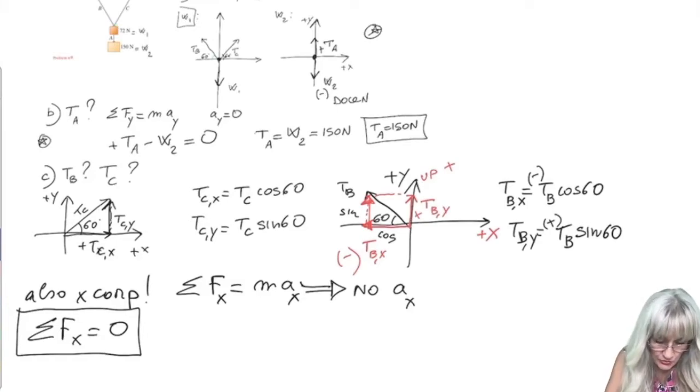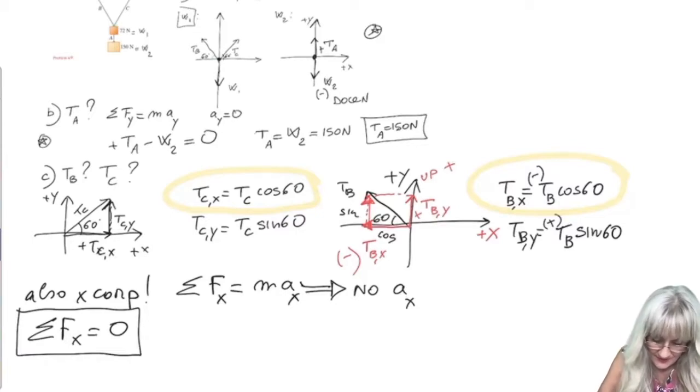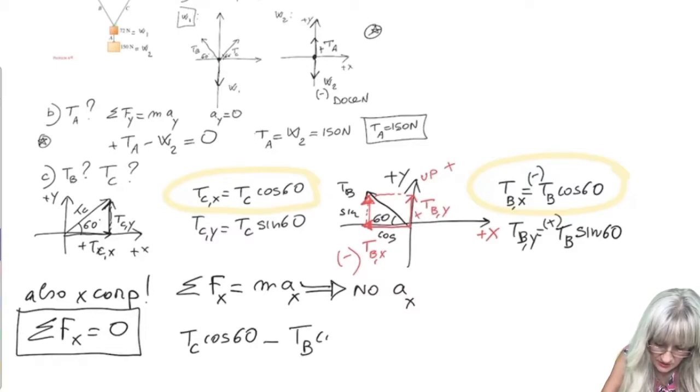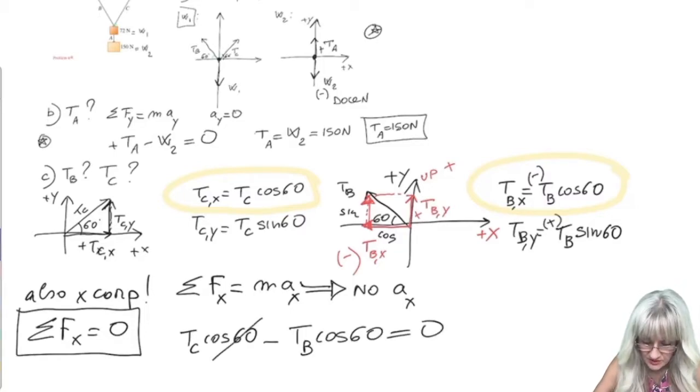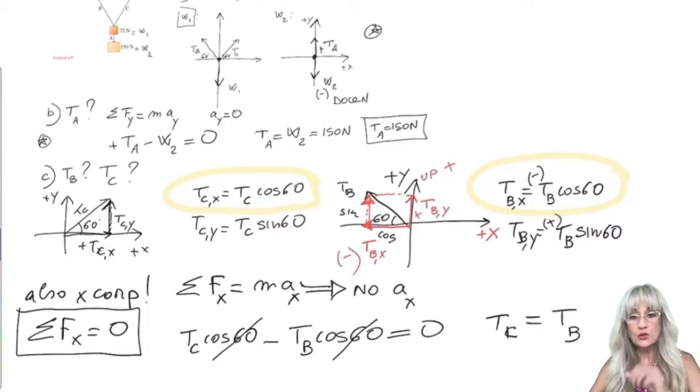Now I'm going to use the x components. I'm going to highlight them in yellow, 1 and 2. Let's add them. Tc cosine of 60 minus Tb cosine of 60 equals 0. This cosine is a constant, I'm not interested in carrying it with me. So I obtain that T of C is exactly equal to the tension in cable B.